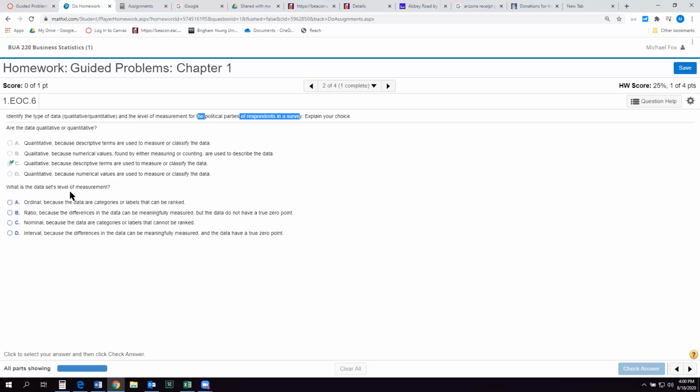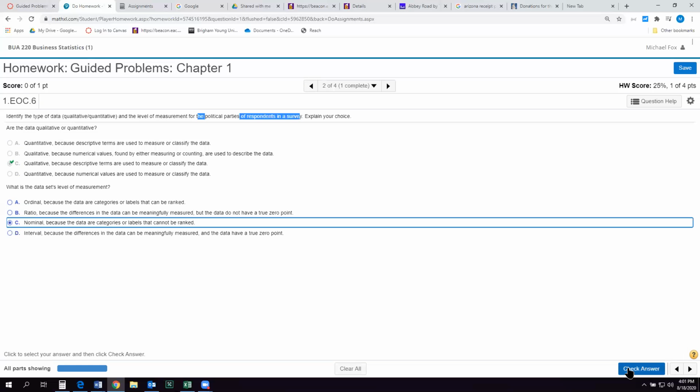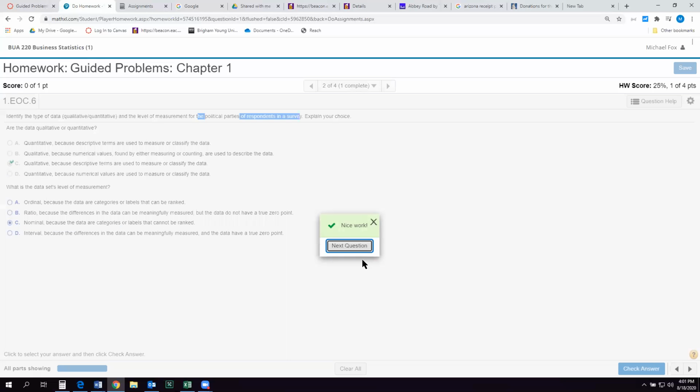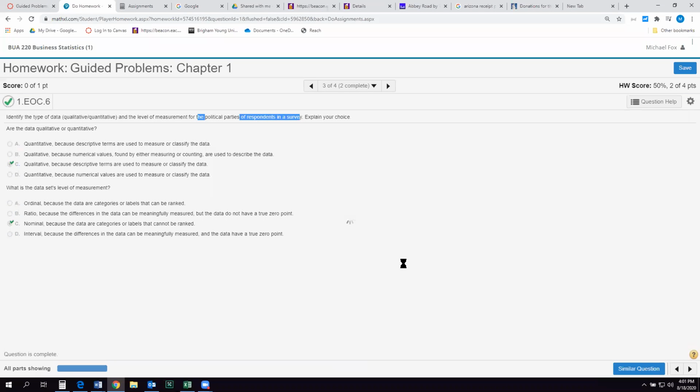And then the level of measurement. So this isn't numerical at all, right? So this is going to be nominal because the categories or labels cannot be ranked. All right, so that was pretty easy. So let's go on to number 3.